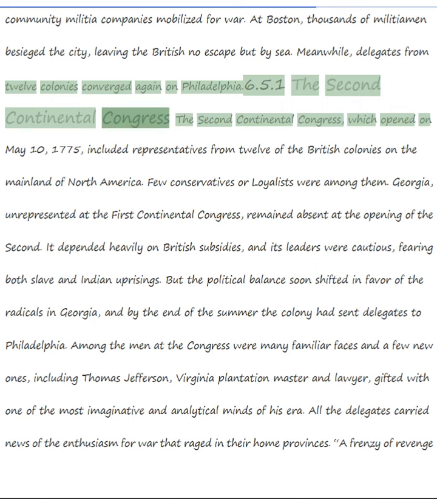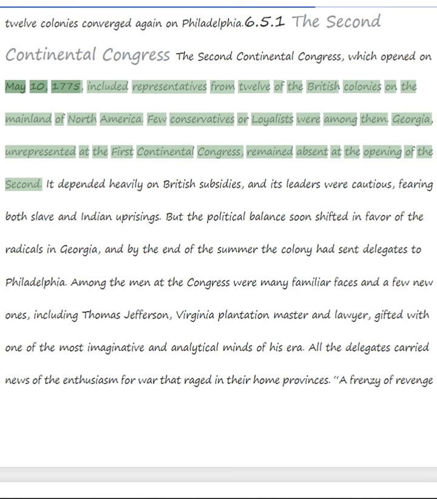6.5.1 The Second Continental Congress. The Second Continental Congress, which opened on May 10, 1775, included representatives from 12 of the British colonies on the mainland of North America. Few conservatives or loyalists were among them.